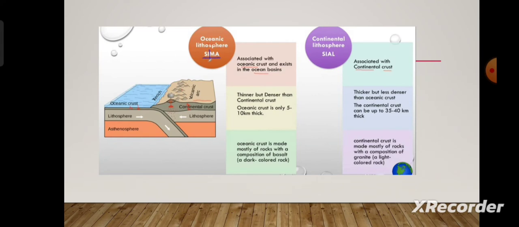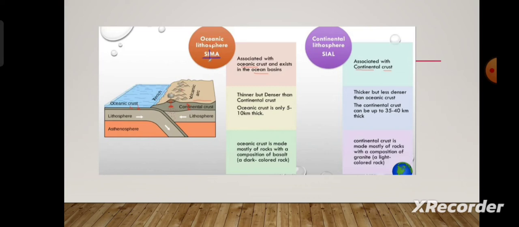So, the lithosphere is divided into two parts, oceanic lithosphere and continental lithosphere. Oceanic lithosphere means the deep valleys, the oceans. It is rich in magnesium silicates. It is also called SIMA, because it is rich in magnesium silicates. It is thinner but denser than the continental crust.